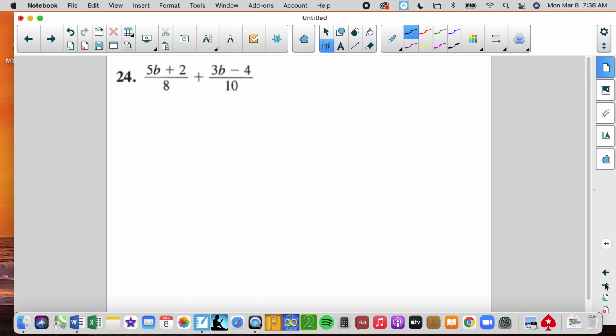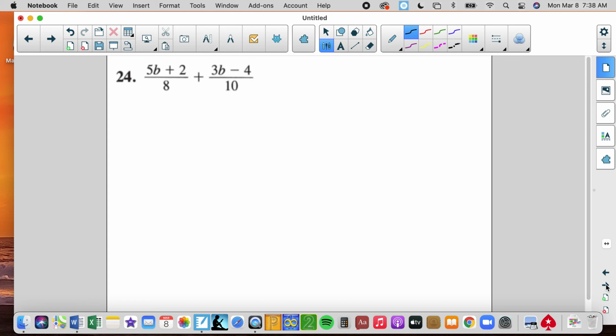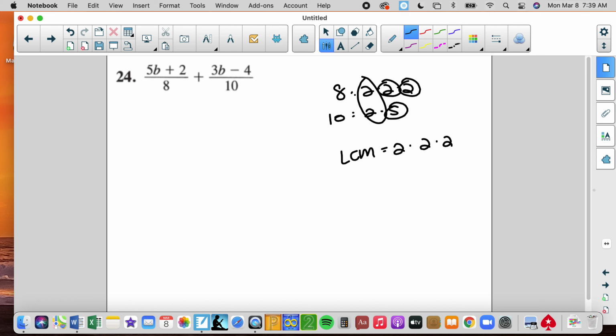Perfect. Good. Let's see how many more we've got. Well, we've got a lot. So I don't know if I'm going to be able to do this before you come into class. All right, 8 and 10. So 8 is 2 times 2 times 2. 10 is 2 times 5. The 2's are in common, so the LCM is going to be 2 times the leftovers. That's 8 times 5, which is 40. So the LCM is 40.